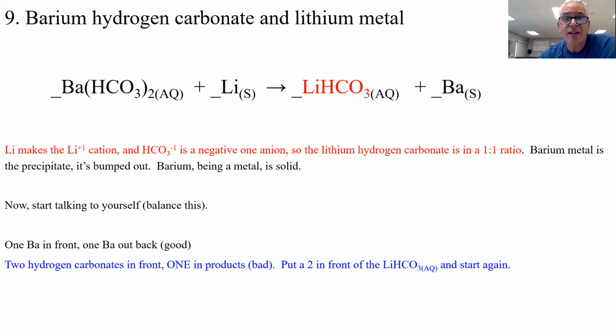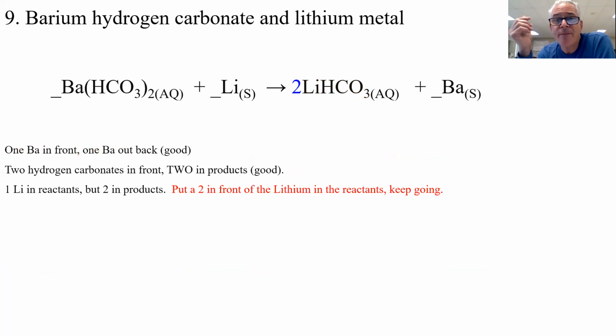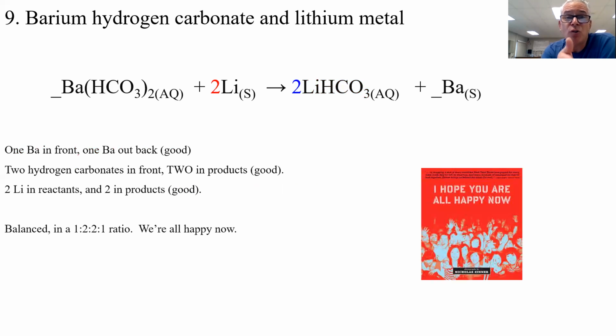So here in the next slide, see the 2 there in blue on the line. So we have, start talking again, 1 barium in the front, 1 barium in the back. Good. 2 hydrogen carbonates in the front. I now have 2 hydrogen carbonates in the back. Also good. But I only have 1 lithium on the reactant side, but I have 2 lithiums in the product. How am I going to get 2 lithiums in the front? That was easy, right? I have to put a 2 in front of lithium, and then check.